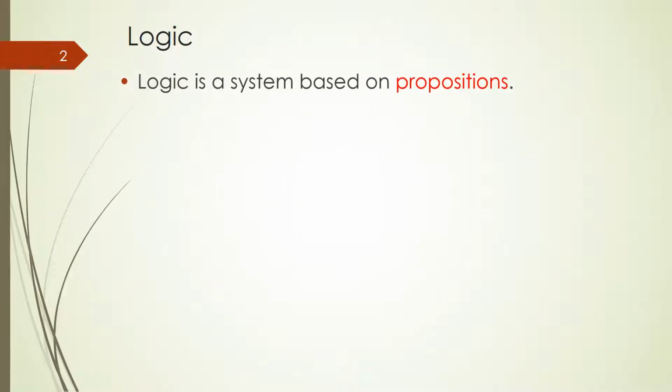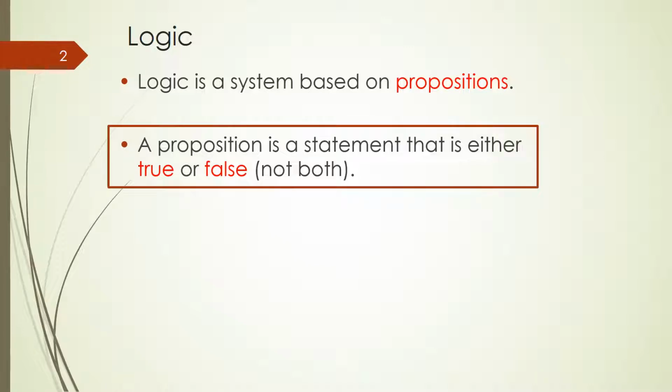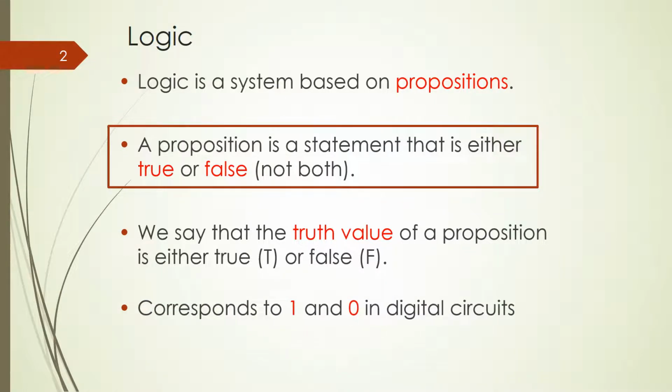So logic is a system based on propositions. And what are propositions? Well, a proposition is a statement that is either true or false, but not both. So it can't be true and false at the same time. We say that the truth value of a proposition is either true or false, and this corresponds to 1 for true and 0 for false when we're talking about digital circuits.